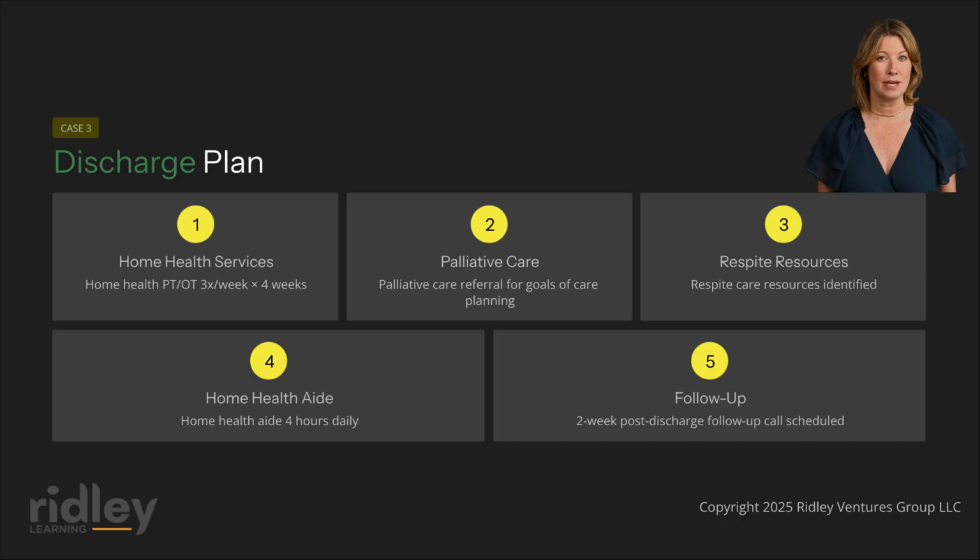A referral for palliative care consultation is provided to address goals of care planning given disease progression, and respite care resources are identified to support Mrs. Morrison's sustainability as primary caregiver. Home health aid services for 4 hours daily are arranged to provide Mrs. Morrison with respite and assistance with personal care tasks. The team schedules a follow-up telephone call at 2 weeks post-discharge to assess transition and troubleshoot any challenges.